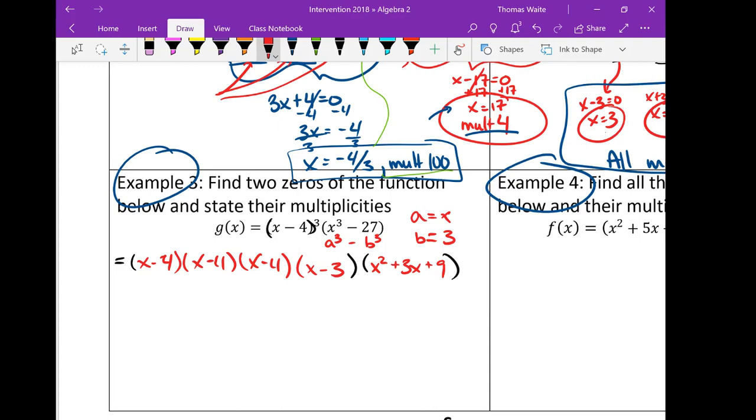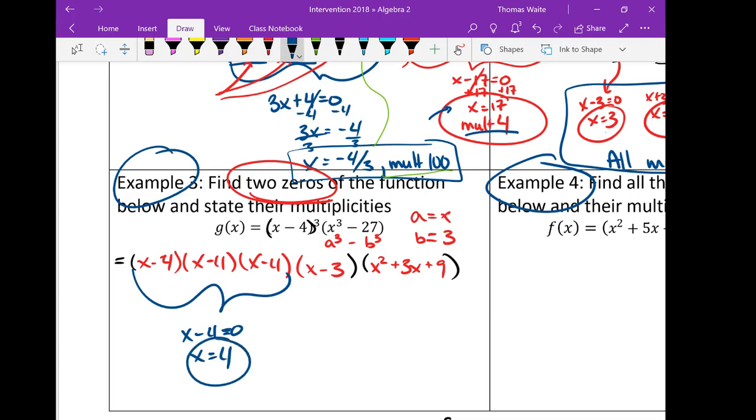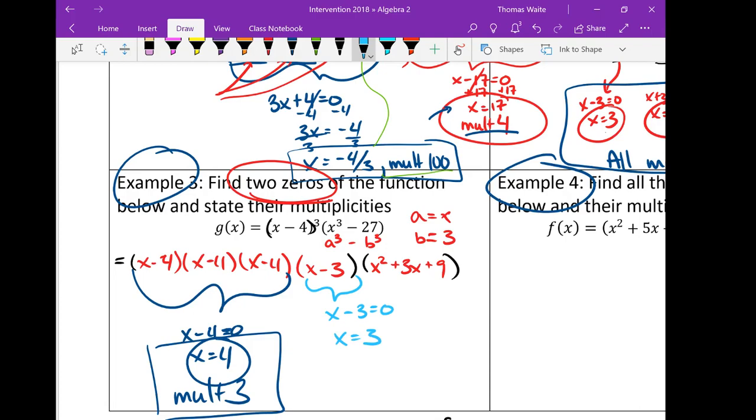Okay, so this problem actually only asks us to find 2 zeros. As I'm looking at this, I see we're going to get a 0 from this one, x minus 4 equals 0, or x is equal to 4. That is 1 zero, and it has multiplicity 3, because it happened 3 times. I also see another one here: x minus 3 equals 0, or x equals 3. That's another value of x that would make this all equal to 0, and it has multiplicity 1.